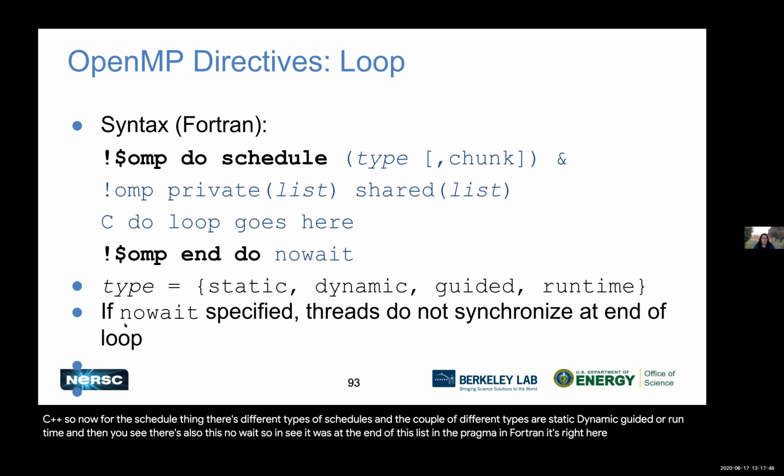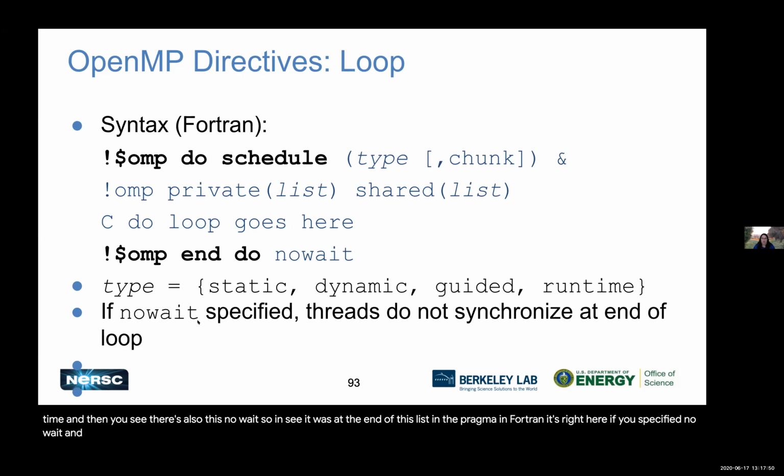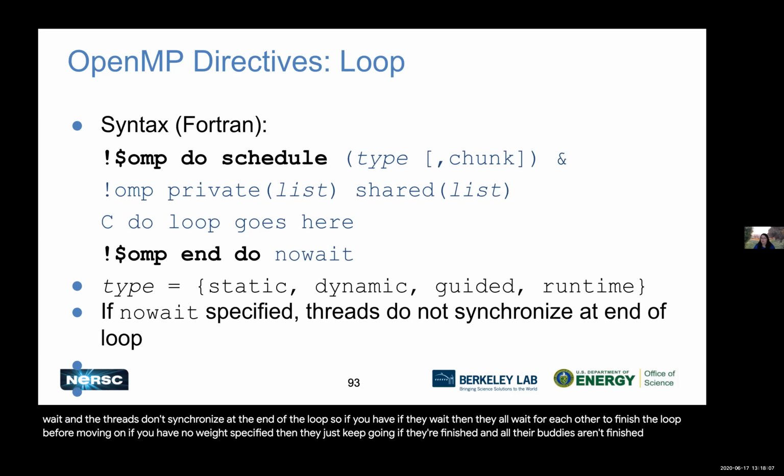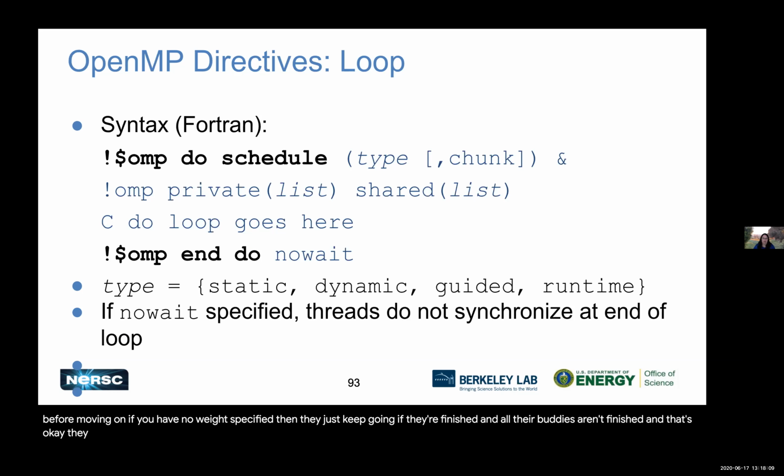If you specify nowait, then the threads don't synchronize at the end of the loop. So if they wait, then they all wait for each other to finish the loop before moving on. If you have nowait specified, then they just keep going. If they're finished and all their buddies aren't finished, that's okay. They're just going to keep going.